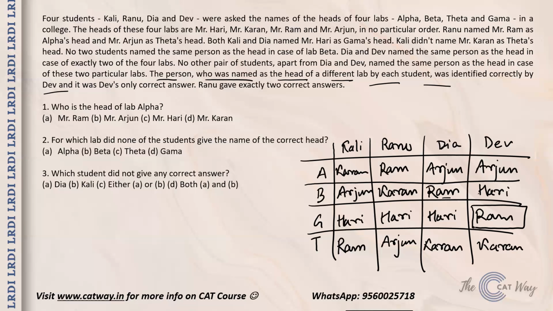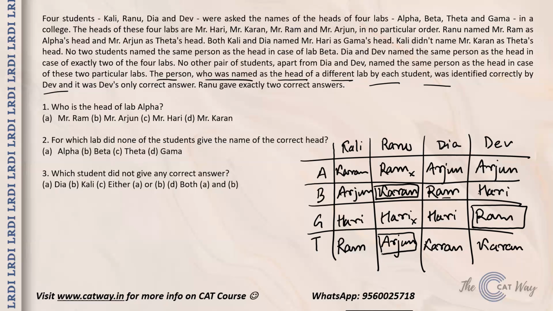All right. Then what do we have? We know that Ranu gave two correct answers. And this one is not the right answer, because for Gamma, Mr. Ram is there. And because Mr. Ram is there for Gamma, he cannot be for Alpha. So the remaining two answers are that Mr. Karan is for Beta and Mr. Arjun is for Theta. And for Alpha, in that case, you have the fourth person, that is Hari, who will be the head of Alpha.